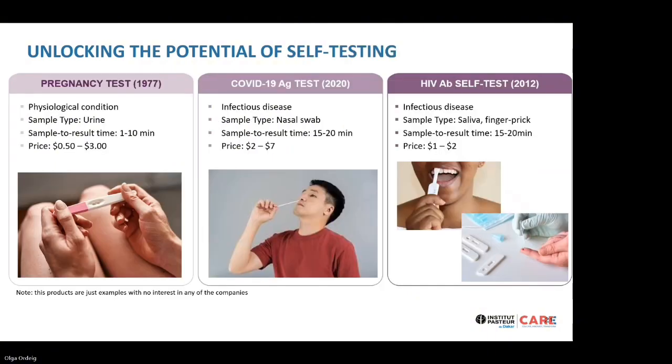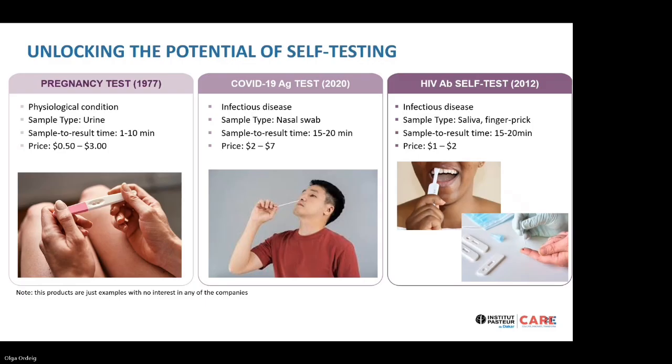And when you think about self-testing, I put three cases that everybody knows. One is the pregnancy test, the other is the COVID-19 antigen test, and then, maybe not that well known but important, an HIV test. And I would like us to think about the commonalities between them.